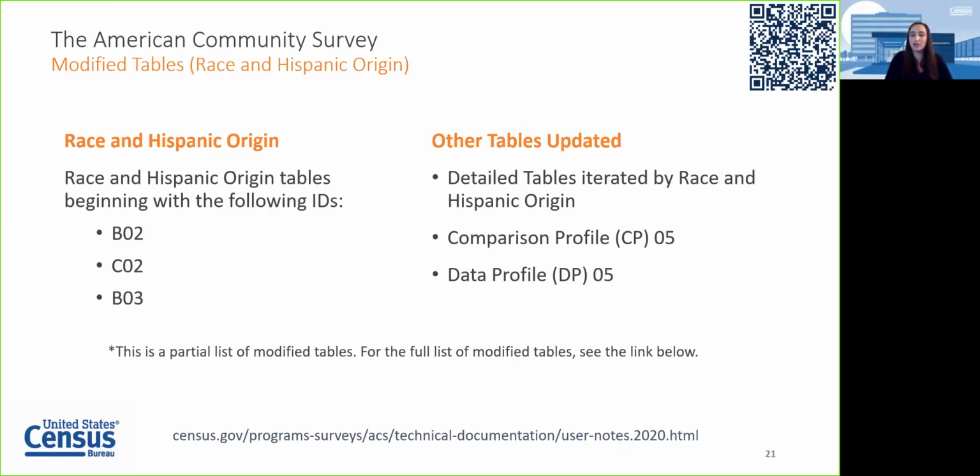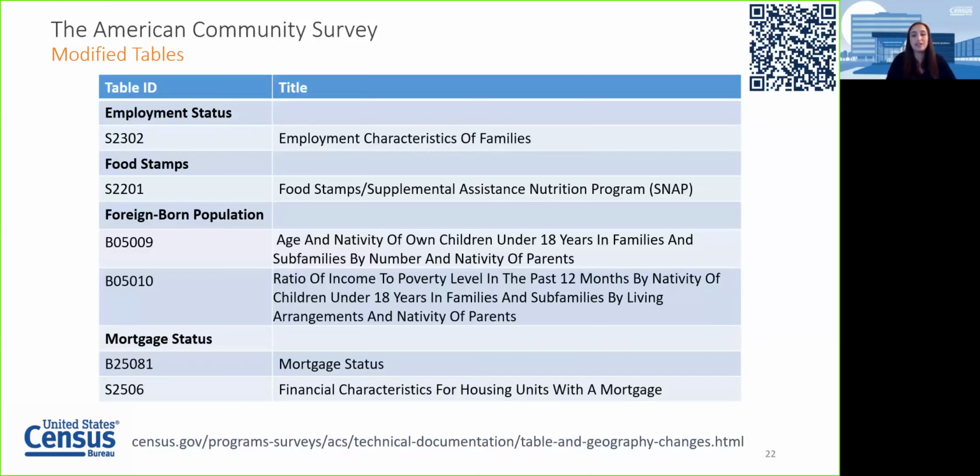Detailed tables for all other topics that were iterated by race and Hispanic origin and comparison profile 05 and data profile 05 are included. The full list of tables is too numerous to show, but a description of tables is shown here for illustrative purposes. Other examples of topics with modifications to detailed tables or subject tables include those listed here, such as corrections to tables for food stamps and foreign-born, and updates to tables showing employment status and mortgage status.